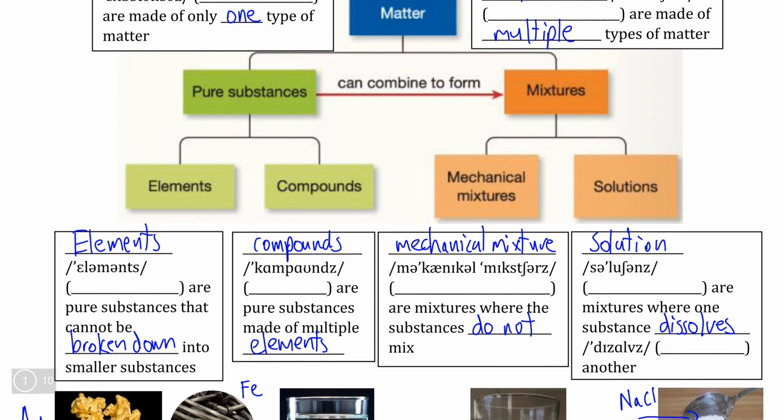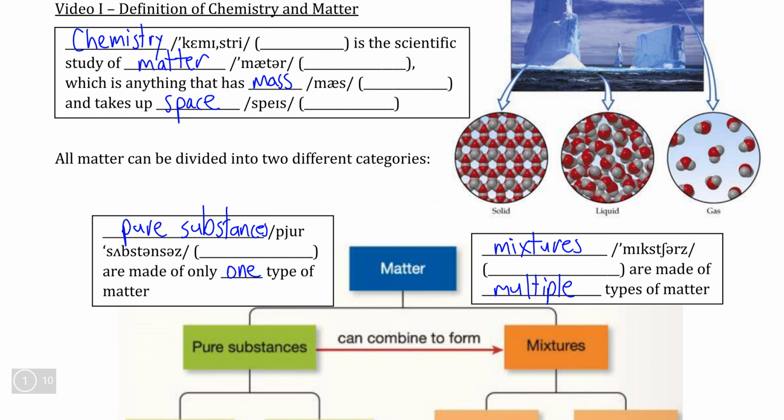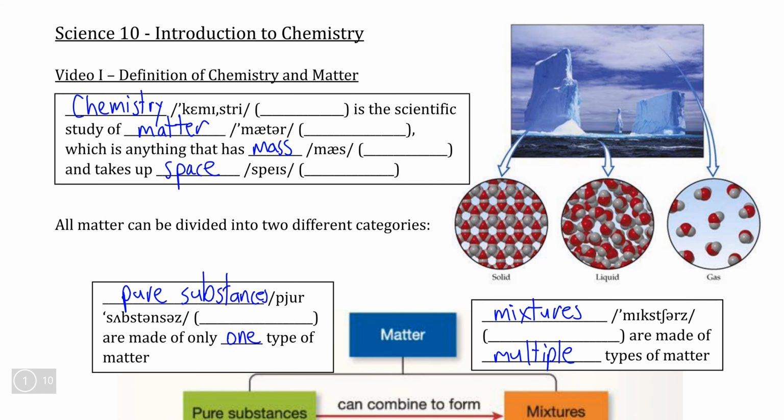So this concludes our introduction to the different types of matter. In the next video, we're going to look at properties of matter and describing properties of matter as either being physical or chemical properties.